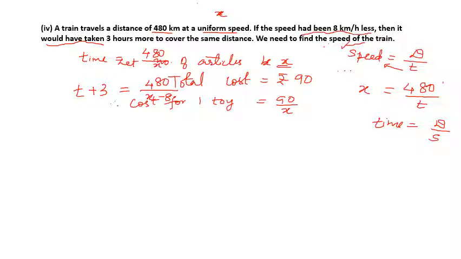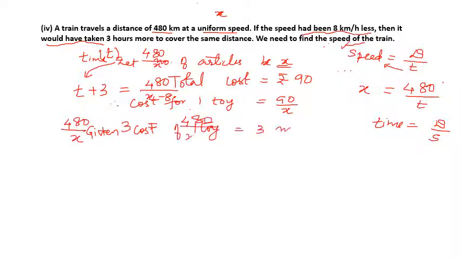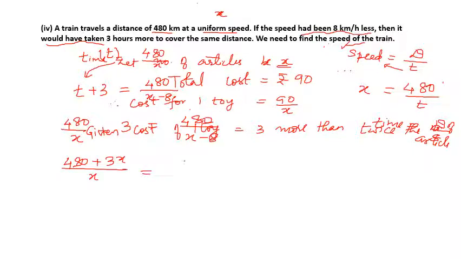Okay, here we have time t is equal to 480 by x. Here time is 3 hours more. So let us substitute here t over here. t is 480 by x, so 480 by x plus 3 is equal to 480 by x minus 8. Okay. Now what do we get? This x, we have to take it to the other side. So we'll get 480 plus 3x by x. We have to take the LCM. By x is equal to 480 by x minus 8.